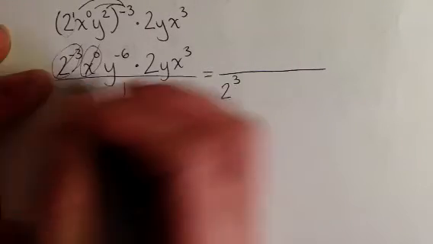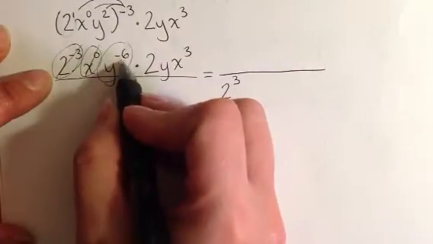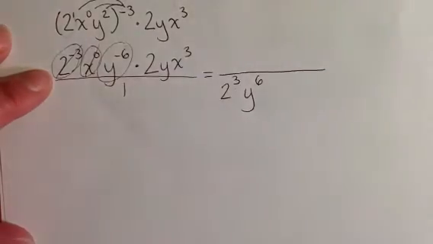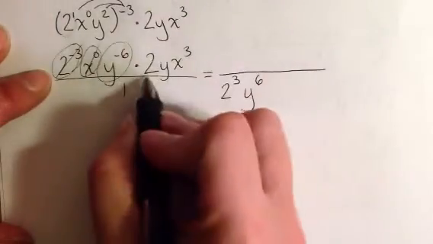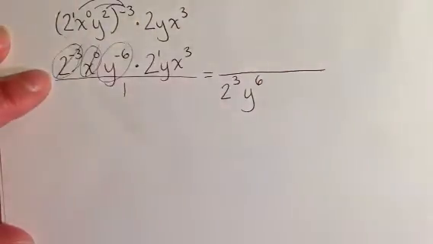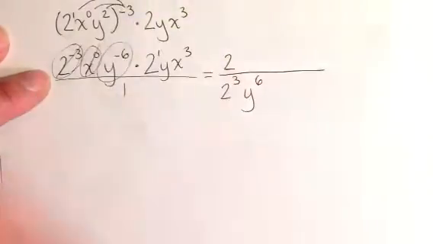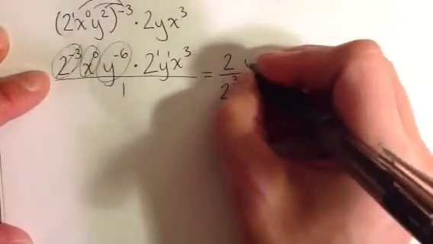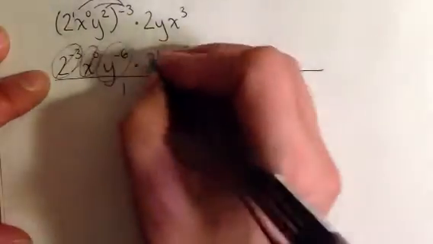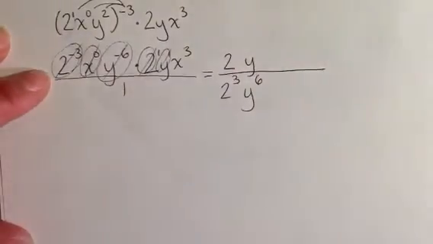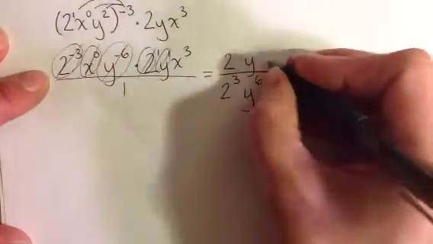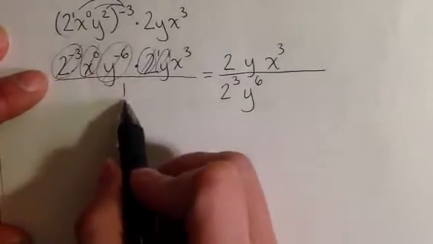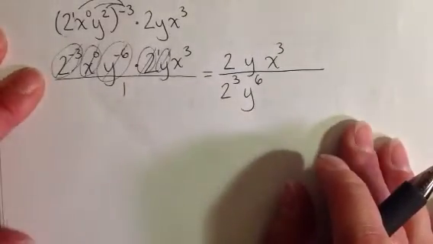Okay, y to the negative 6 power. This has a negative exponent. It's going to move to the denominator. Becomes a positive 6. Okay, times 2. 2 has a positive exponent of 1, so it's just going to stay up top. Y has a positive exponent of 1. It's going to stay up top. And I should cross these out. Done, done. Okay, x to the third power, positive exponent, stays up top. I don't need to write the 1 anymore because I have other stuff in the denominator now.